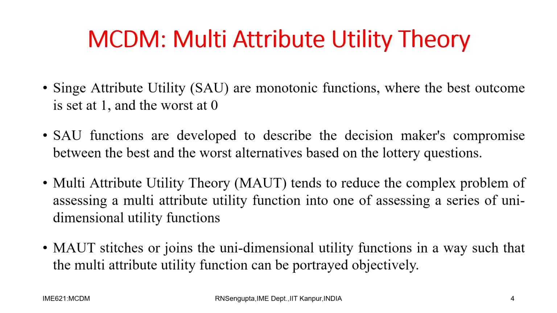Continuing the discussion here, single attribute utility functions are monotonic, where the best outcome is set as 1, or the best one, depending on how the scalarization has been done, and the worst is set at the level of 0, and then the comparison is made. Single attribute functions are developed to describe the decision maker's compromise between the best and the worst alternative. So, he or she is trying to make a decision, and given the benefit it accrues to him or her, the person makes the decision and assigns the score or gives the utility function accordingly.